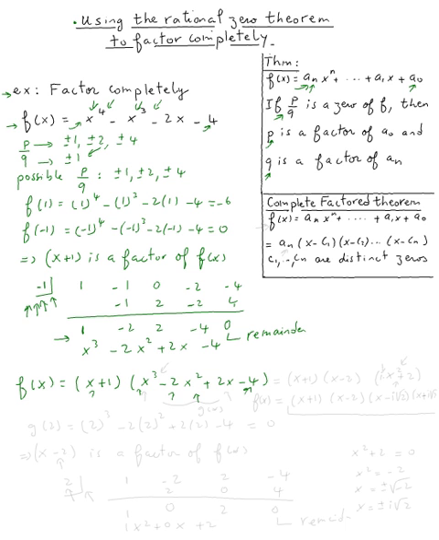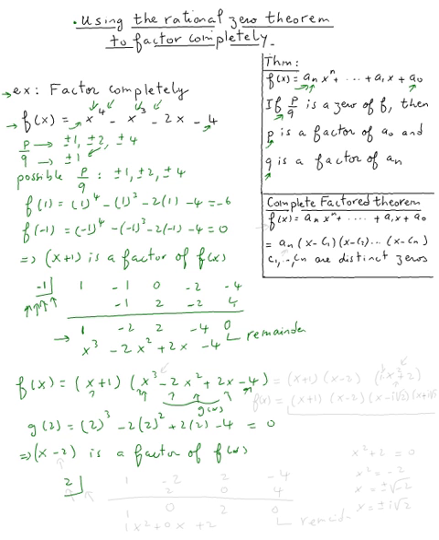So let's call this g of x. g of 2 will be equal to 2 cubed minus 2 squared plus 2 times 2 minus 4. You can tell it's 8 minus 8 plus 4 minus 4, which is 0. So what does that tell us? It tells us we can divide by x minus 2, so x minus 2 is a factor of g of x, or f of x, same thing. So we need to divide g of x by x minus 2. So let's use a 2.